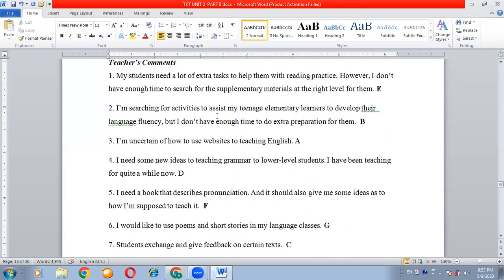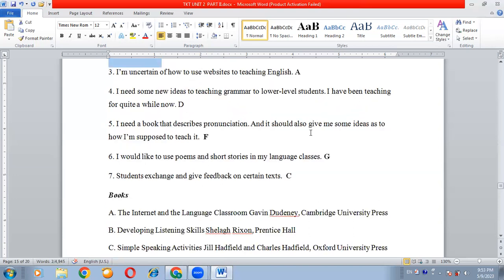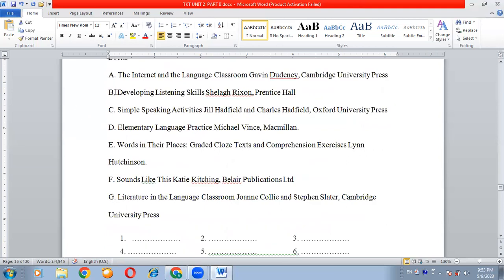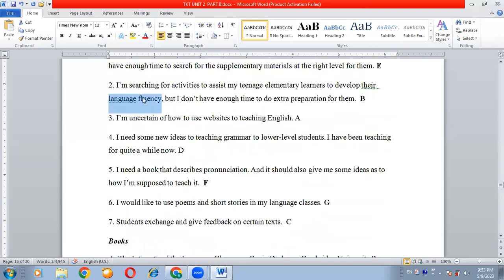I'm searching for activities to assist my teenage elementary learners to develop their language skills. But I don't have enough time to do the preparation. So language fluency is going to improve the language fluency. So the most suitable answer is developing language. Listening means they develop one of the language skills.